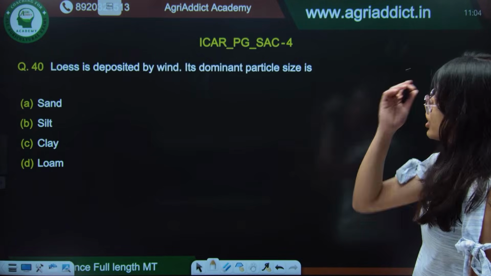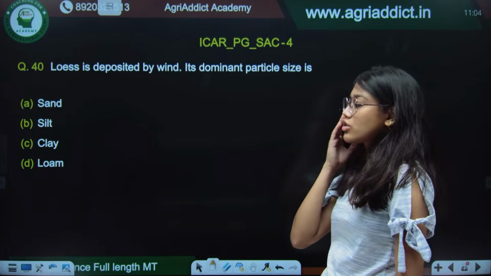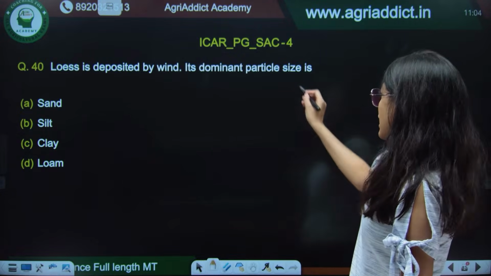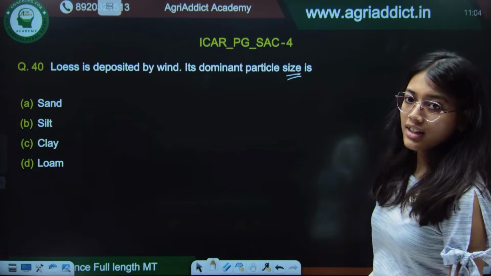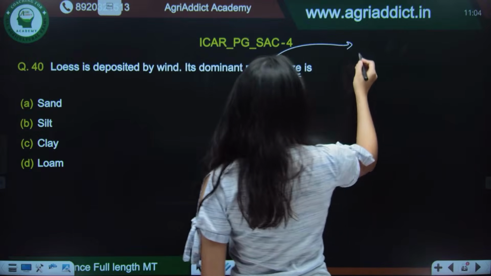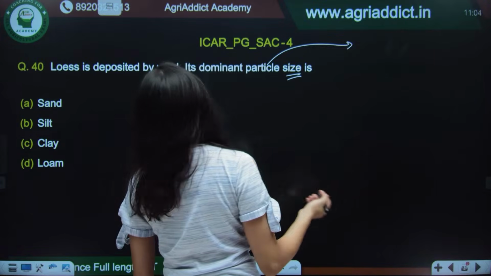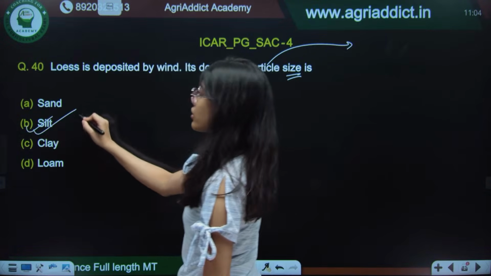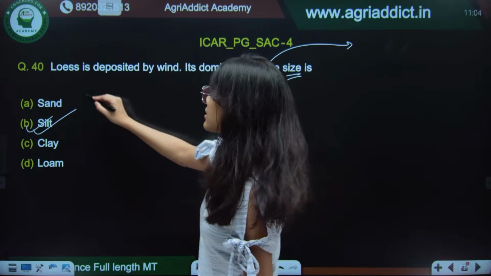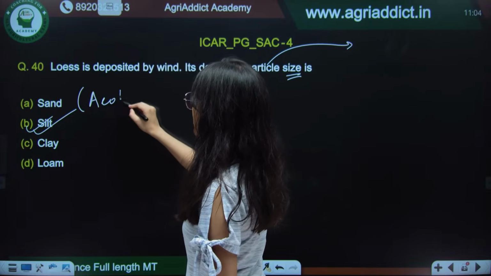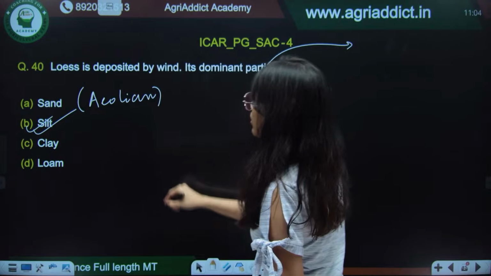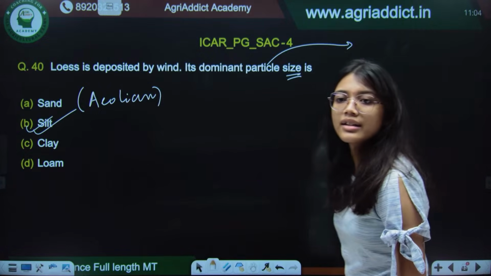Now, loess is deposited by wind and its dominant particle size is. So, we had read that wind is one of the weathering agents, and the dominant particle of loess is silt, and if it were sand then it would have been aeolian. Okay, aeolian if it were sand.